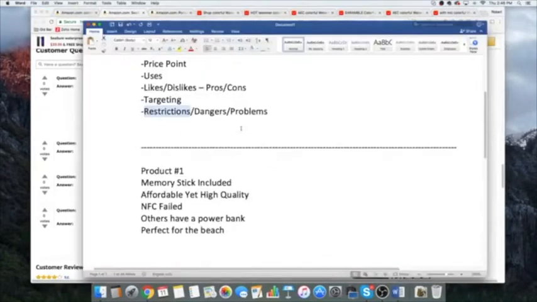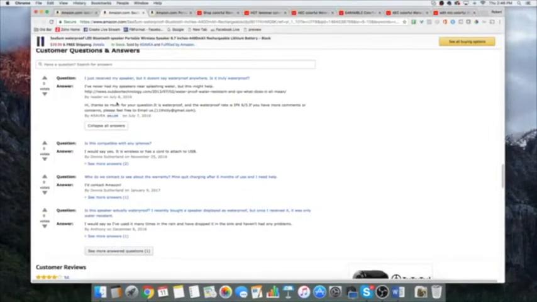So that's in line with dangers and problems. I'm not going to keep writing stuff down right here. I just wanted to give you guys an example of what to find. But that's in line with dangers, problems, and restrictions, is we don't want them using it near water if it's not waterproof, right?